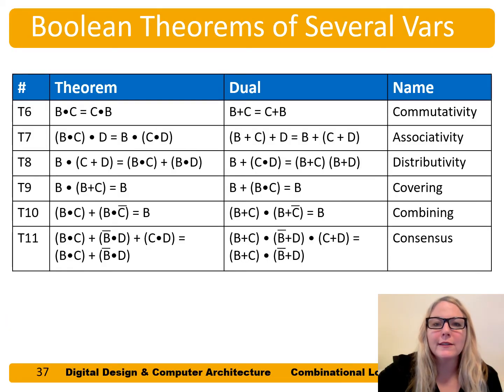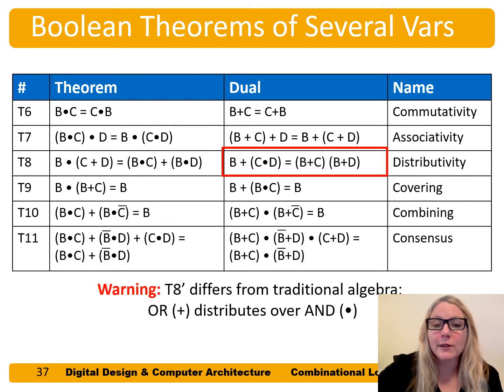We also have Boolean theorems of several variables. Some of them are similar to or exactly the same as regular algebra. For example, we have commutativity, where across an AND relationship, the terms can commute or move. B and C is the same as C and B. Or the dual form, where we replace the AND with OR. These terms can also commute across an OR relationship.